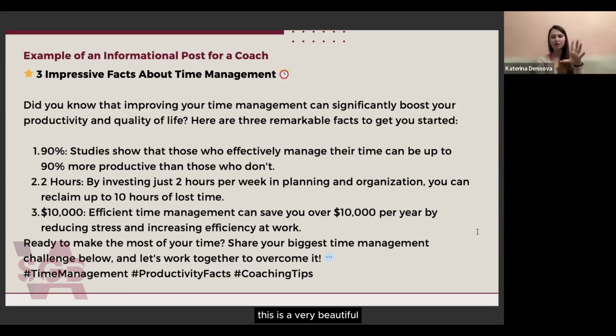This is a very beautiful call to action. Look here, we ask our audience to share their problem and we promise to help with this problem. And if we do so, people will trust us even more than before. So this is a very beautiful example of a post for a coach. And I want you to take all your attention on this post and exactly at the last sentence with a call to action.